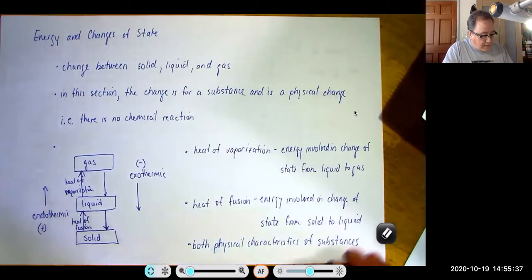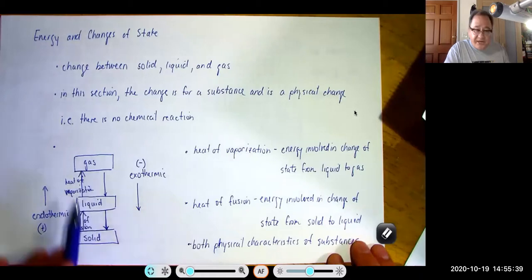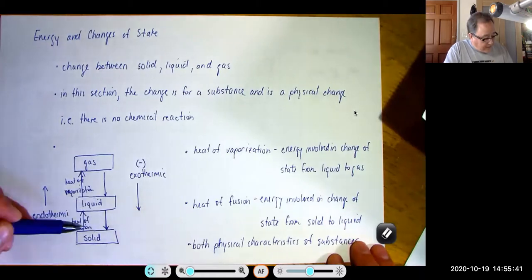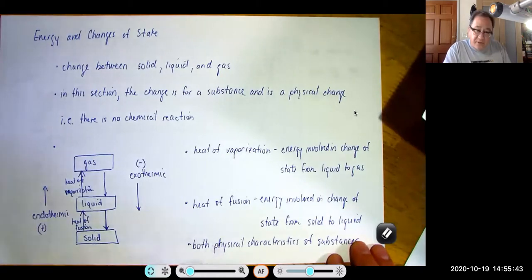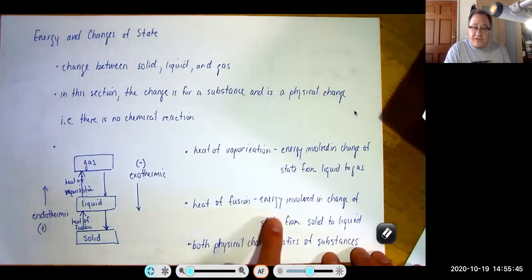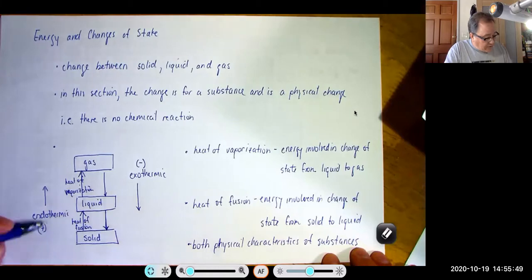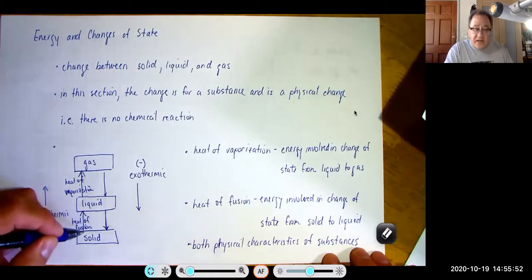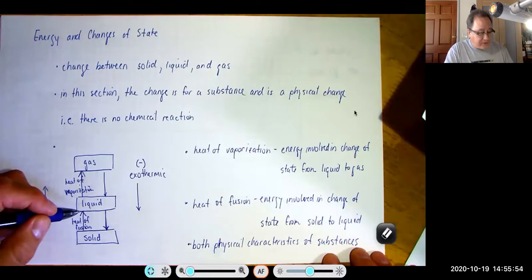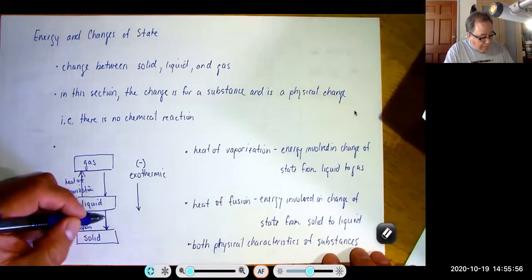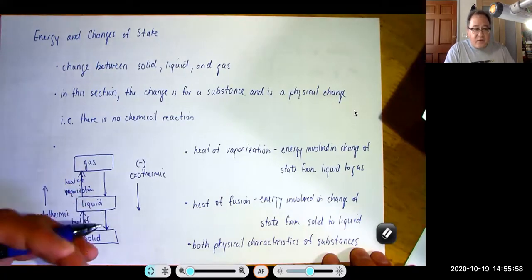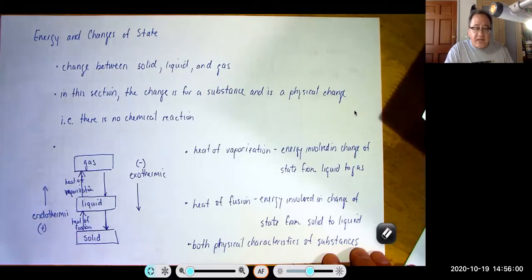Now we have a couple of terms for a couple of these changes. The heat of fusion, which I'm going to focus on down here, is the energy involved in the change of state from a solid to a liquid. So the heat of fusion is going from a solid to a liquid, but remember, since the reverse has the opposite sign, we could say going from a liquid to a solid is negative heat of fusion.